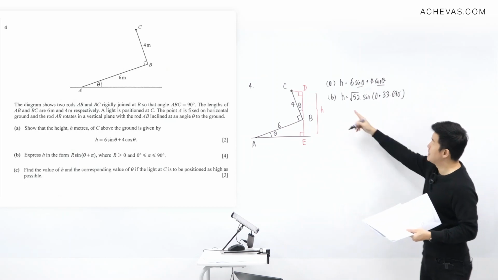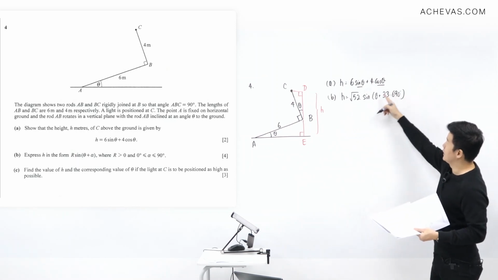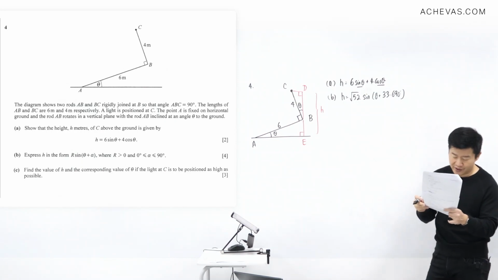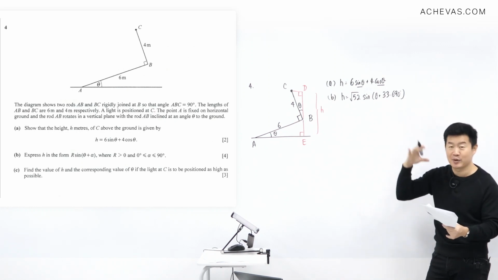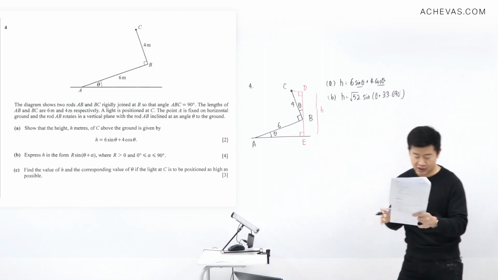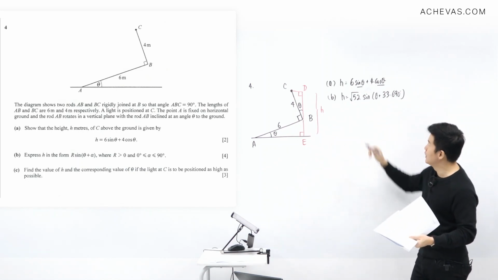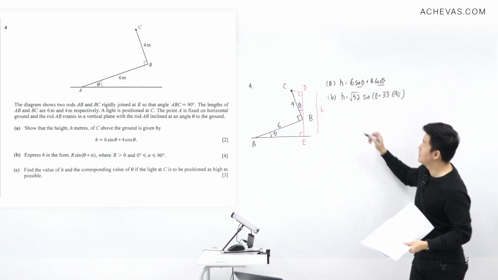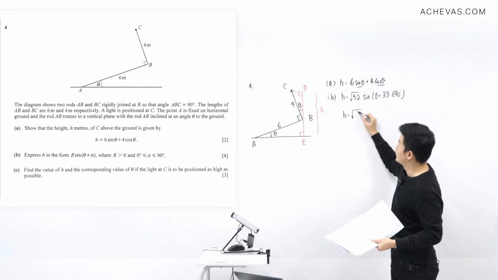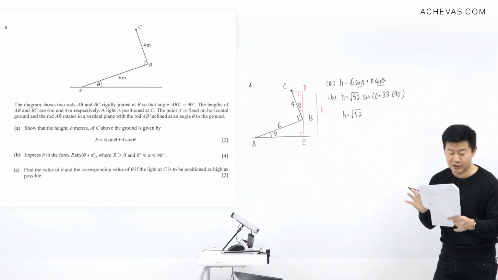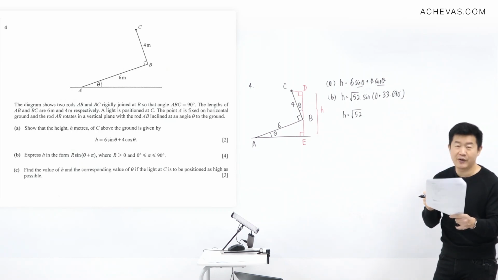From the previous part B, we have h is equal to this, and I'm writing this to 5 significant figures. So we are supposed to find the value of h and the corresponding value of theta if C is at the highest possible position. For C to be at its highest possible position, h is going to be the largest possible also, and this is actually the amplitude of this. So the highest position of C will be when h is equal to square root of 52. So this represents for us the highest possible position of C. And what is the corresponding value for theta?